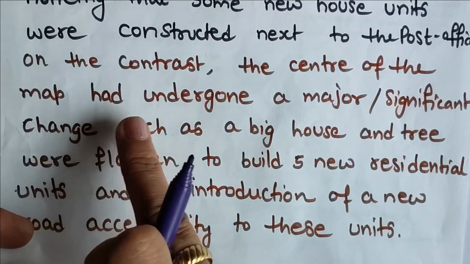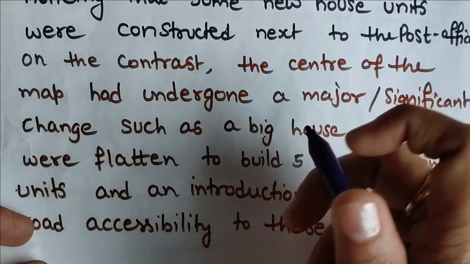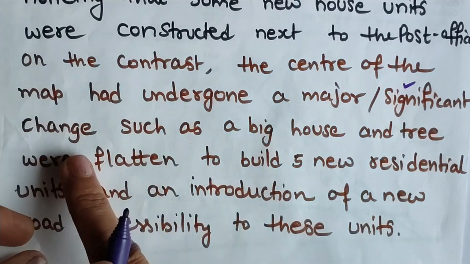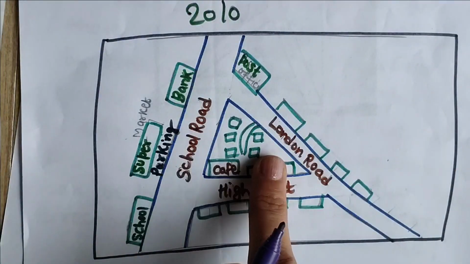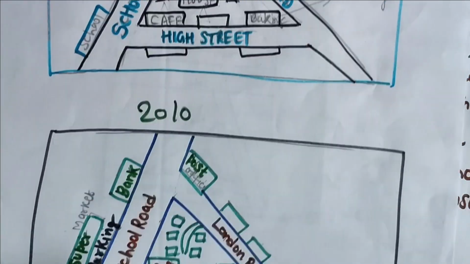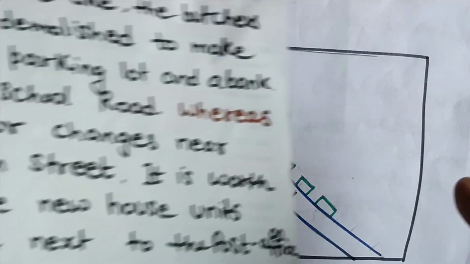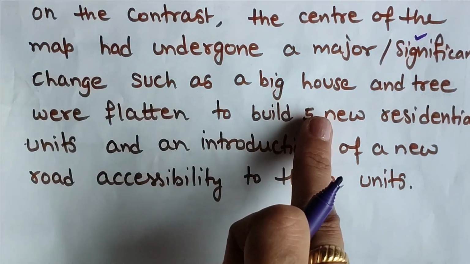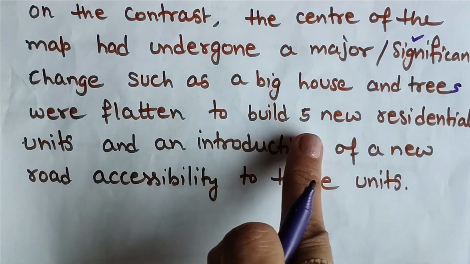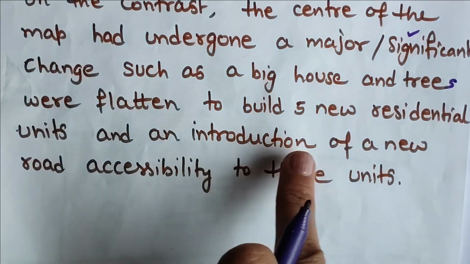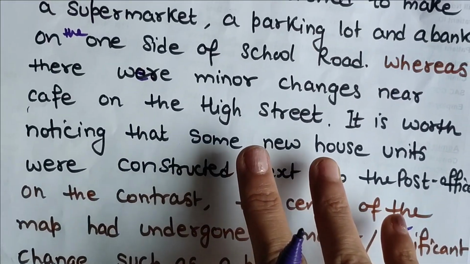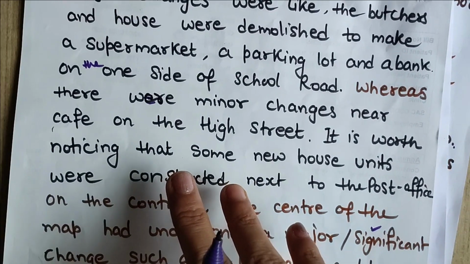In contrast, the center of the map had undergone a significant change. Only use one word, not two words like that. You can see these houses, and earlier there was a large house and these trees, one house. I will just explain it. Such as a big house and trees were flattened to build five new residential units, and an introduction of a new road accessibility to these units. So I have explained every important thing. You can see this.